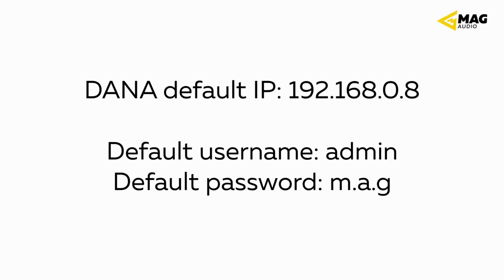Every Dana Pro amplifier comes pre-configured with the factory IP address 192.168.0.8 and is set to master mode by default. To prepare the amplifier rack, it's important to assign unique IP addresses that are compatible with your network and switch all amplifiers except one to slave mode.